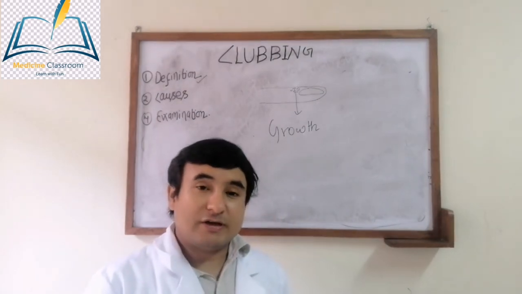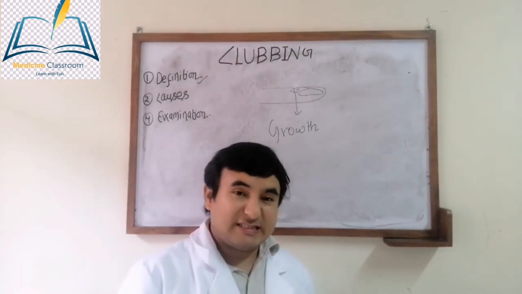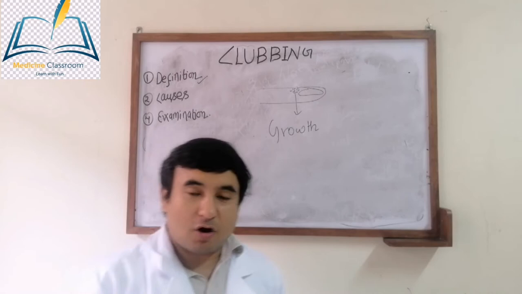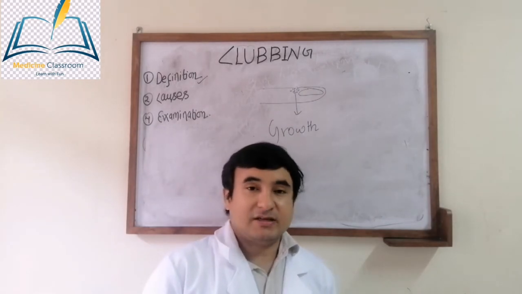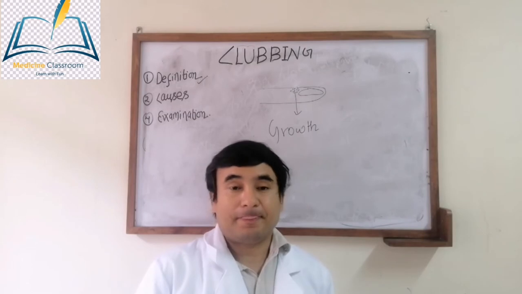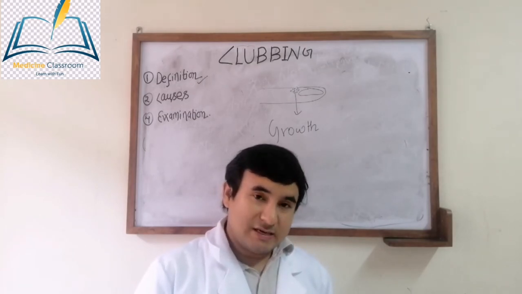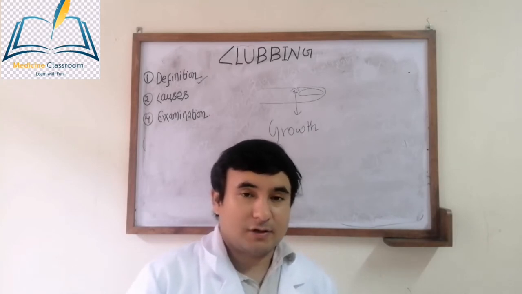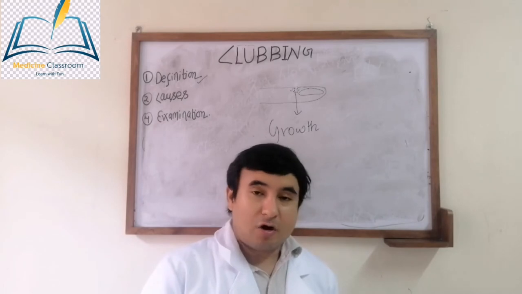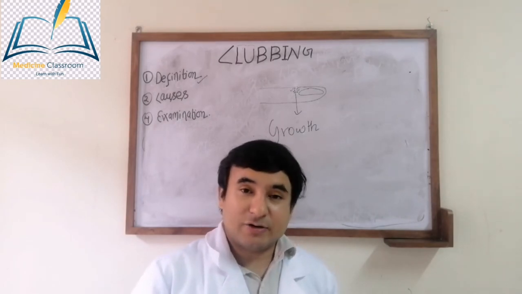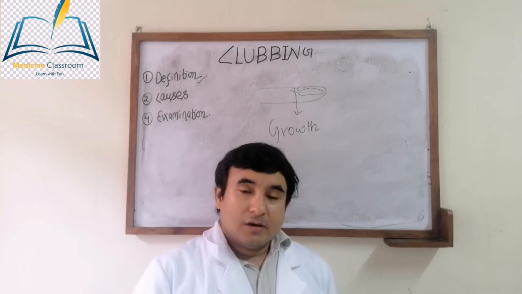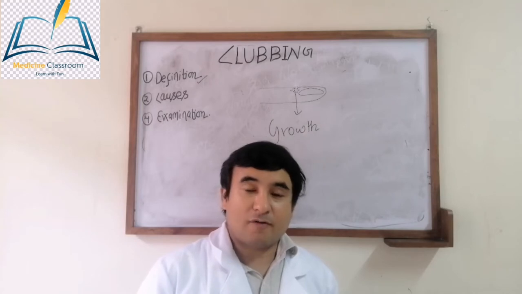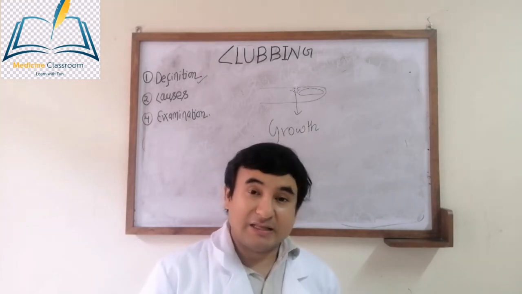The causes of the clubbing you can divide by the system. In the respiratory system, one of the most important causes of the clubbing is lung cancer, especially adenocarcinoma. So when you see a club nail in a patient with chronic dyspnea or cough, always think about lung malignancy, especially adenocarcinoma. Lung conditions like lung abscess are also an important cause of clubbing, where the clubbing develops rapidly.